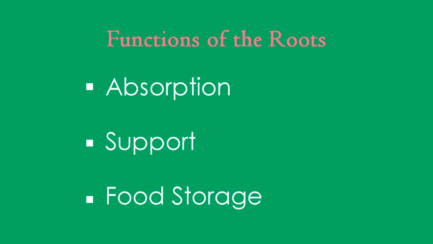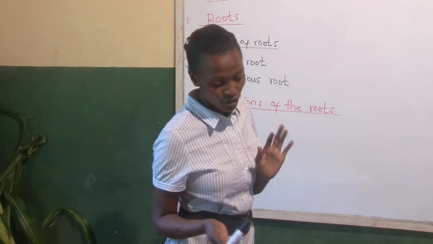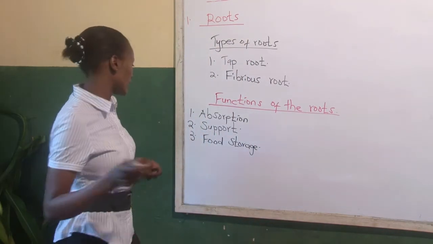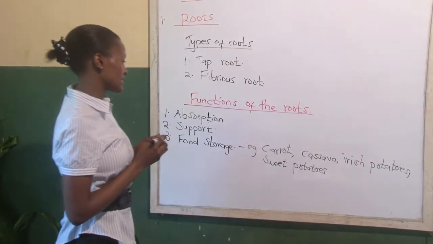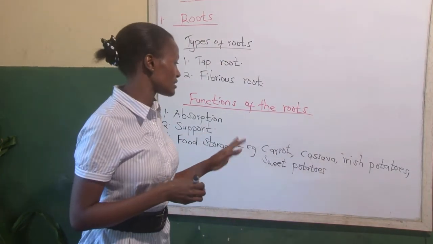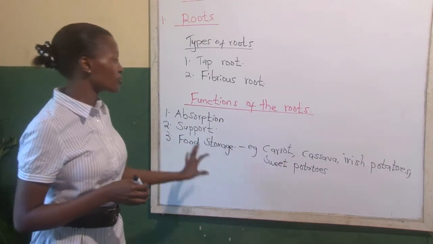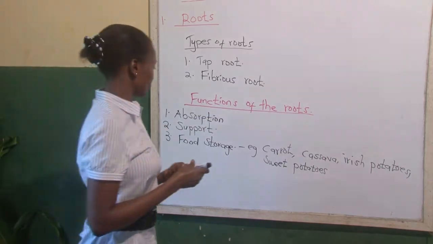We have its third role, food storage. We eat some parts of some plants. So the function of the roots in some plants is to store food for the plants. We have various examples of the foods that are stored in the roots, for example carrots, and many more. The list is long. These are just a few examples of the foods stored in the roots.